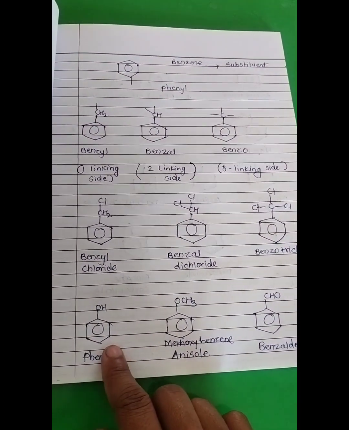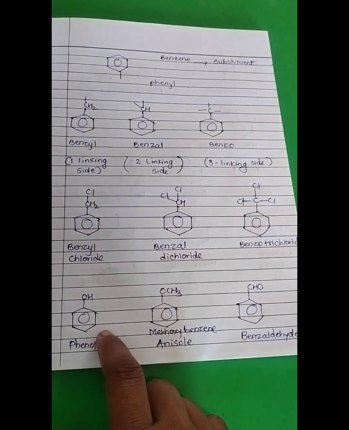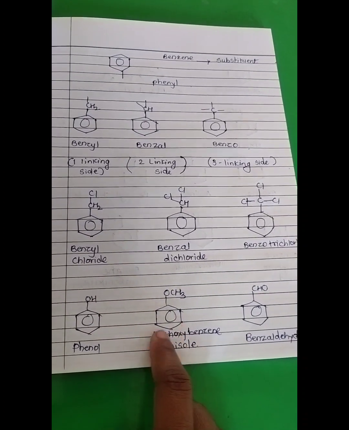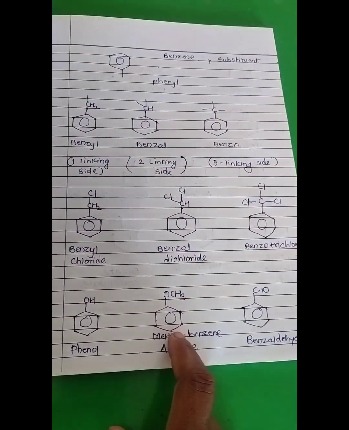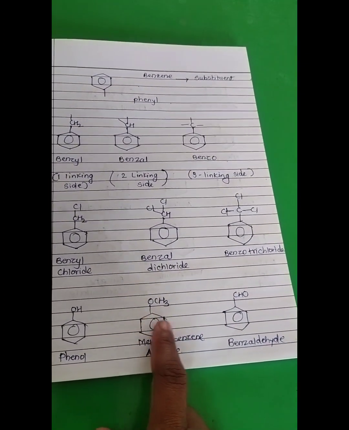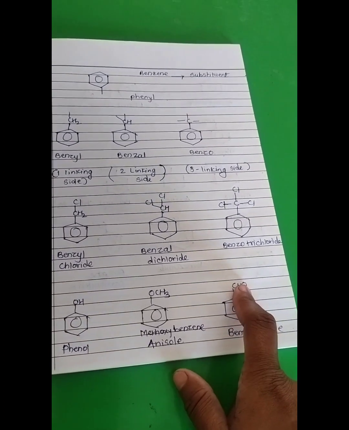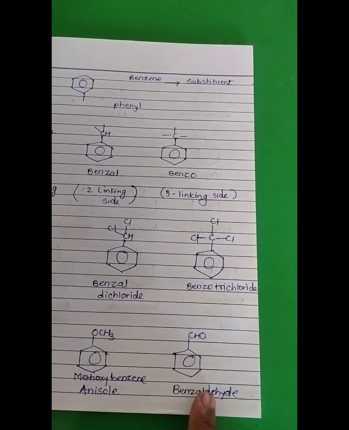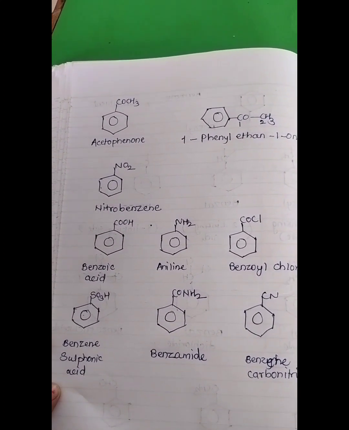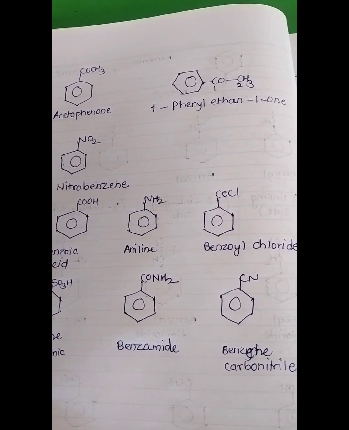Again, here benzene is attached to one OH, so the name of this compound is phenol. Here benzene is attached to methoxy, so the name is methoxybenzene, also called anisole. And here a CHO group is attached to benzene, so an aldehyde group is attached to benzene, so benzaldehyde. Here acetophenone, a COCH3 group is attached to the benzene ring.